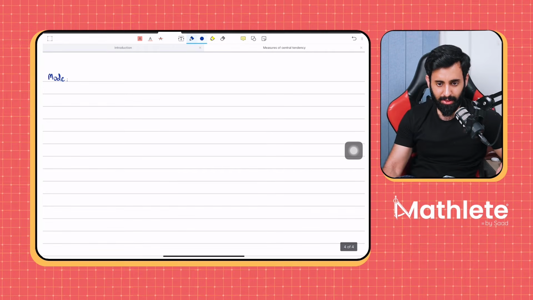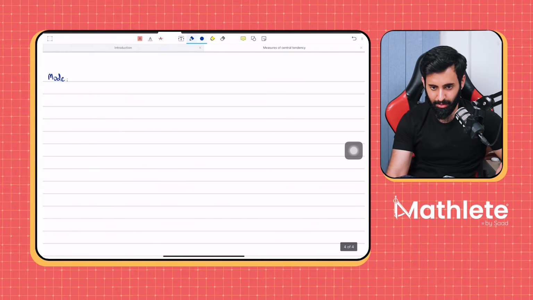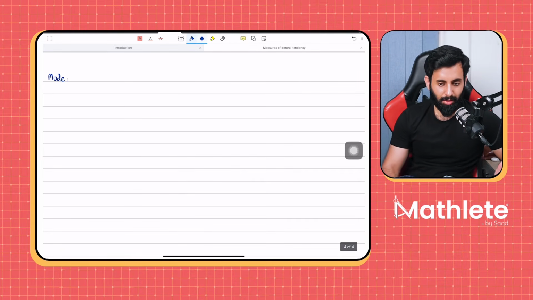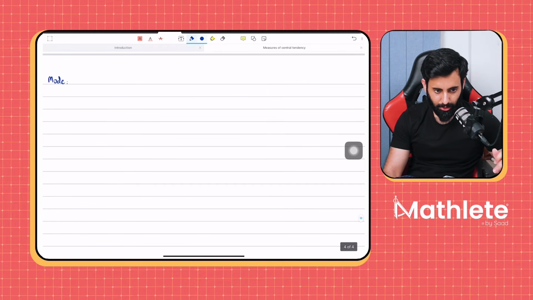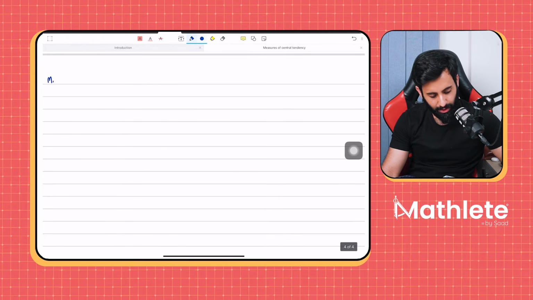So I'm unable to understand, you said that with extremely high and low values it is better to use the median. Then in your example, you just excluded high and low marks to get the median. How does that make sense? Okay, let me explain that again. Just a minute, let me write this down, then I'll explain. The most frequently occurring.